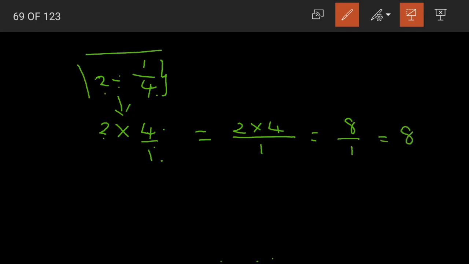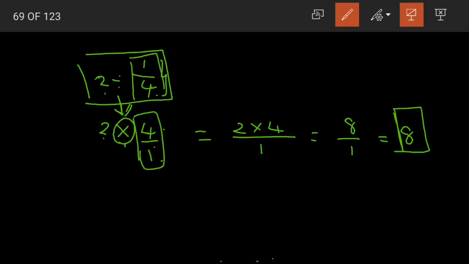So 2 divided by 1 by 4 is equal to 8. Understood children? What did we do here? We replaced the division symbol by multiplication and we wrote the reciprocal of the given divisor. This fraction is our divisor. We wrote the reciprocal of our divisor. Remember, always we should write the reciprocal of the divisor.